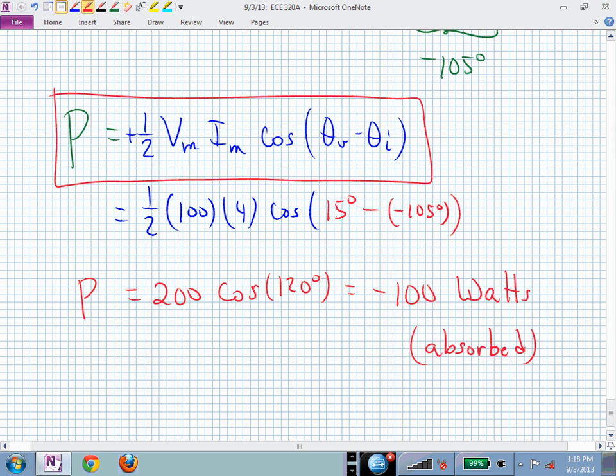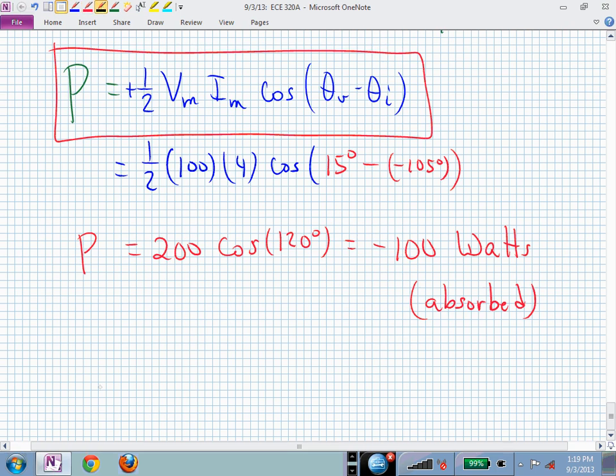Using the passive sign convention, which really means what? That particular element is supplying power to the rest of the circuit, since it's a negative absorbed power. That's what that means. So I have minus 100 absorbed or 100 watts supplied to the rest of the circuit. What's my Q? What's the reactive power?